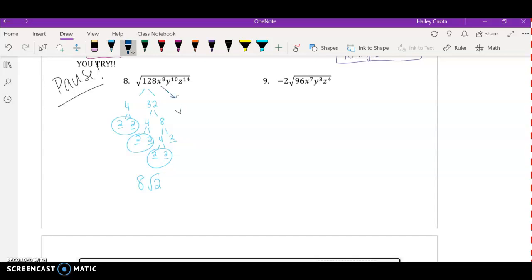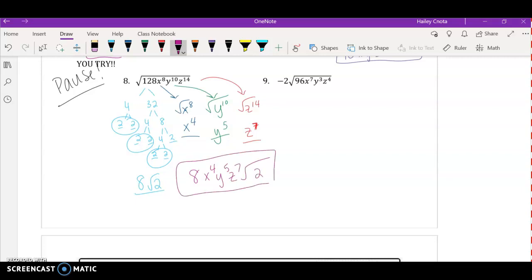Okay. So now I'm going to look at the square root of x to the 8th. It's even, so all we do is divide by 2, which gives me x to the 4th. Y to the 10th, same deal. All we're going to do is divide by 2, so we have y to the 5th, because it's even. And then the last one, square root of z to the 14th, same deal. Even number, so we're just going to divide by 2, which gives me z to the 7th. Sorry, that kind of looked like z to the z. All we have to do, put them together. 8, x to the 4th, y to the 5th, z to the 7th, square root of 2 as your final answer.